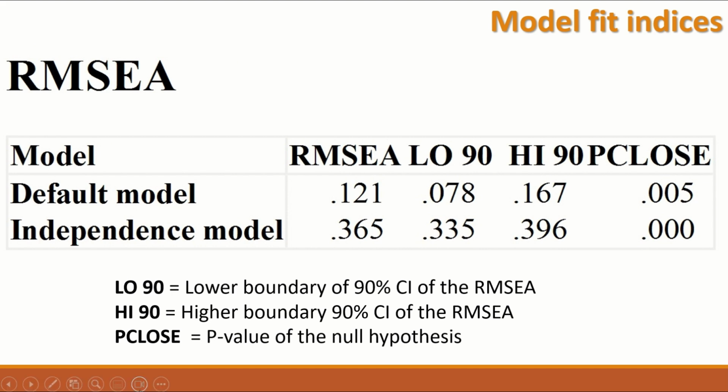As shown here in this table, the RMSEA value is 0.12, so it is a poor fit, and the lower boundaries, the higher boundaries, and the p-value for the null hypothesis are given here. So this value should be less than 0.05 to be excellent.